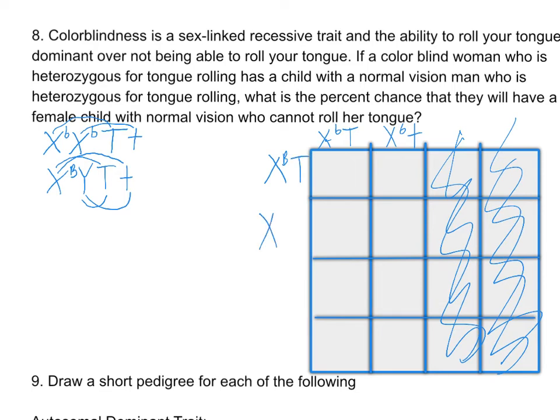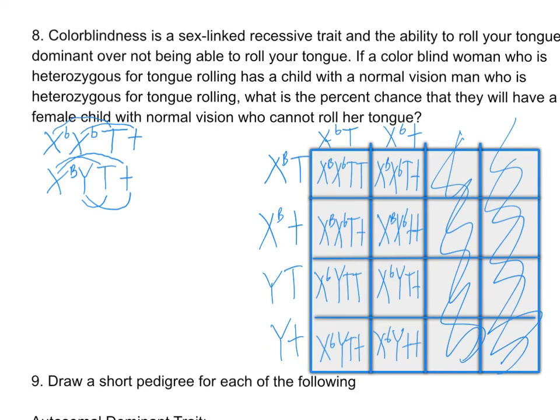Put those in there. Y big T and Y little t. All right, so I'm going to fill out this square now. So now if we look at the results of this, we are looking for a female child with normal vision who cannot roll her tongue. So this bottom section, those are the male children. Up here we have the female children.